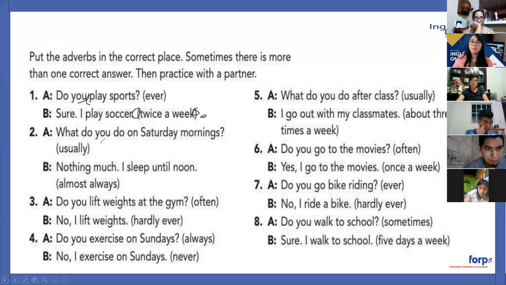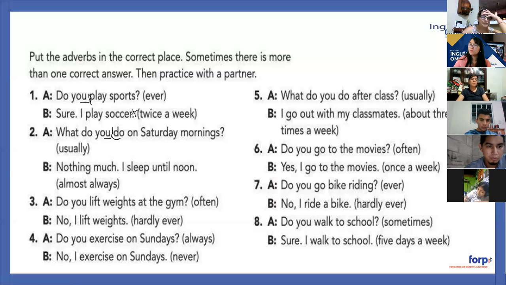So what about number two? It says, what do you do on Saturday mornings? ¿Cómo nos quedaría la pregunta? Tenemos que utilizar usually. We have to use usually. What do you do? Okay, what do you usually, voy a incluir el usually en este lugar. Right?